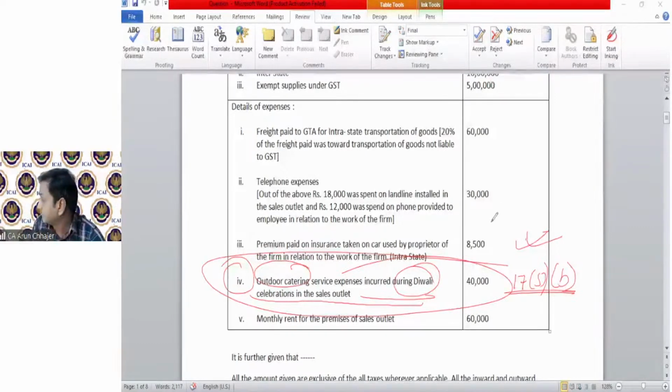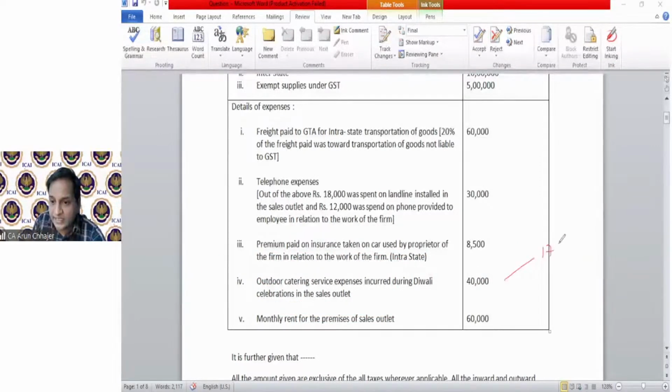Absolutely correct, Namrata and Sriram, Viraj. First, if you read Section 17 subsection 5 clause B subclause 1, it says that for food and beverages and outdoor catering, the ITC won't be available. Here there is a proviso which says that if you have outward supplies of the same nature, or as a part of a composite or mixed supply, you can take the ITC of all the above expenditure.